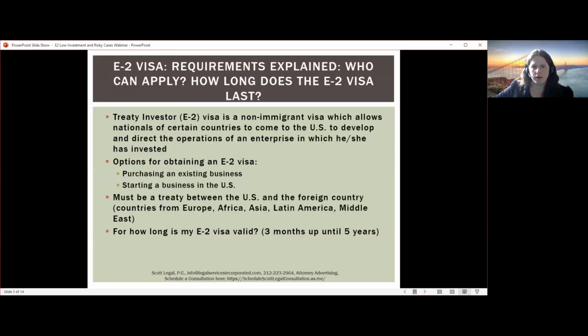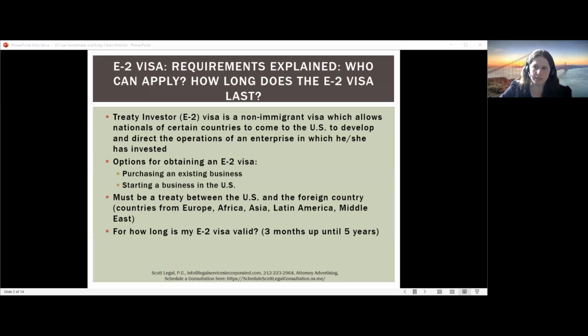All right, so moving on, we'll dig a little bit more into a couple more things about E2 visa requirements. As I discussed briefly on the previous slide, there are two options for the E2 visa. One is that you are purchasing an existing business. Another is starting a business, and this can include starting a brand new type of business. It can also include starting a franchise.